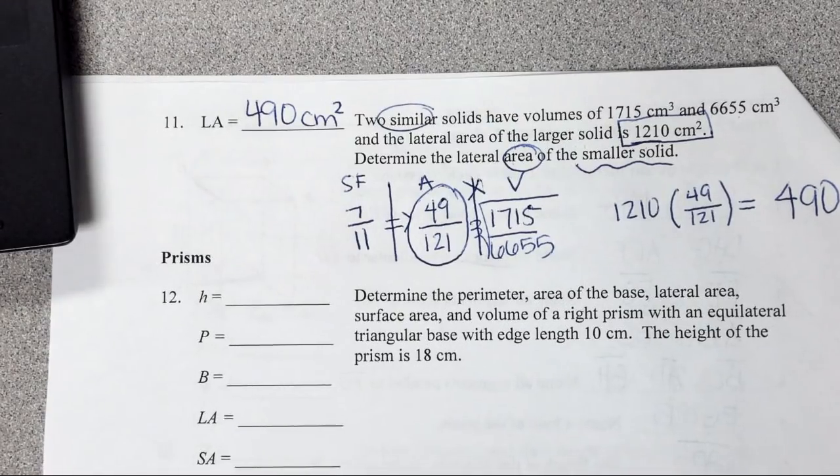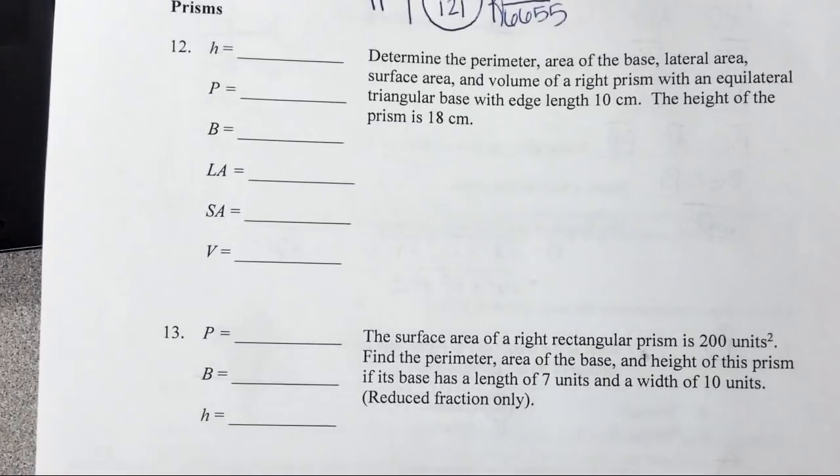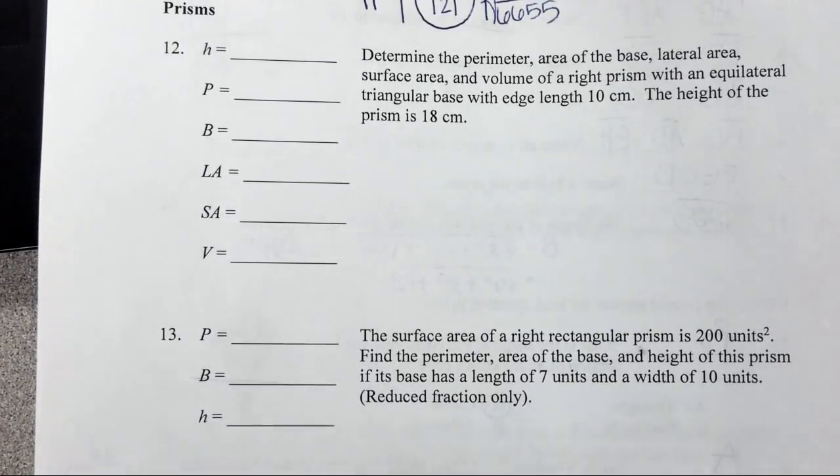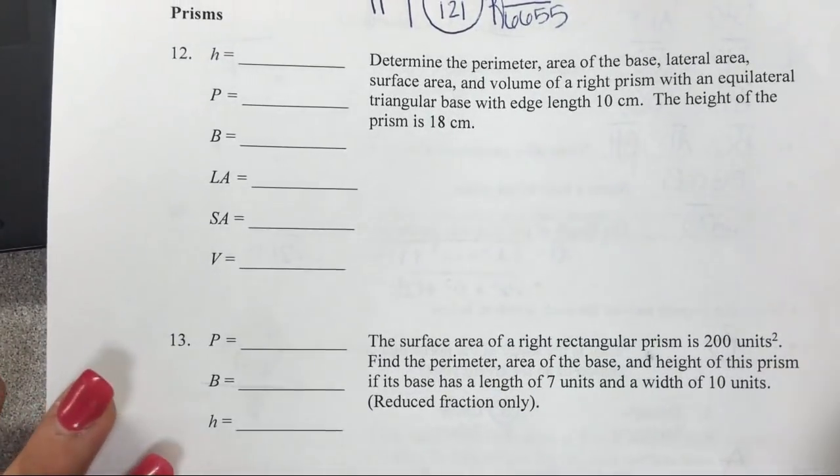Okay? All right, number 12. Oh my gosh. Determine the perimeter and area of a base, lateral area, surface area, and volume of a right prism with an equilateral triangle base. Okay, and the edge is 10.